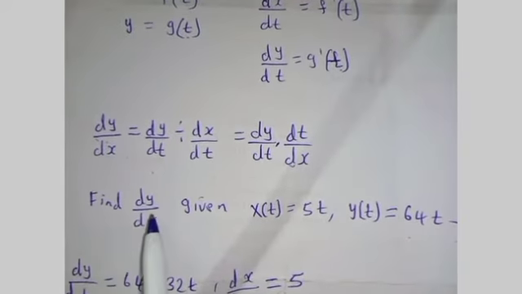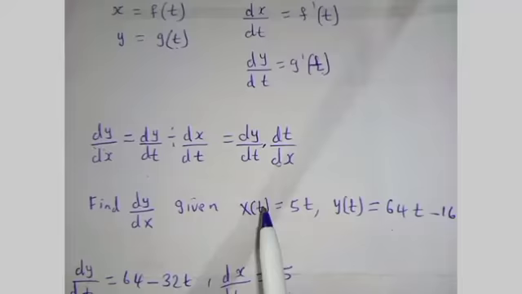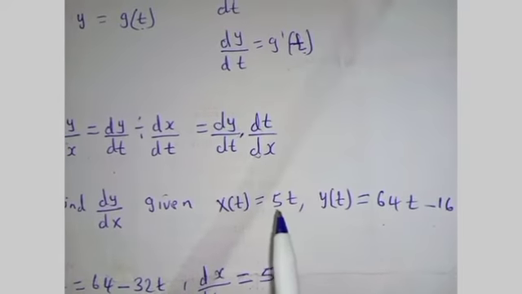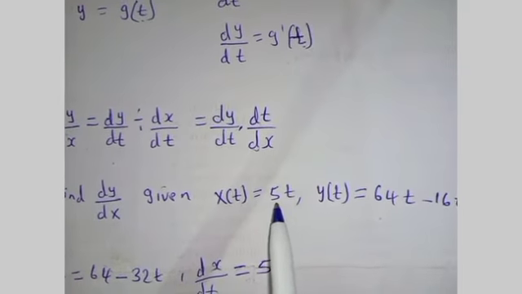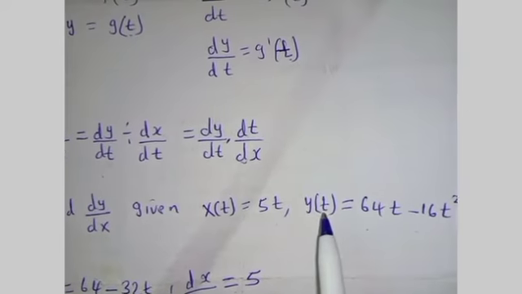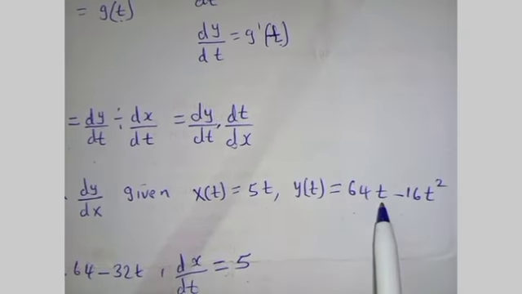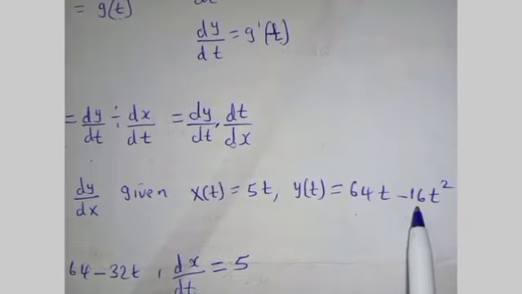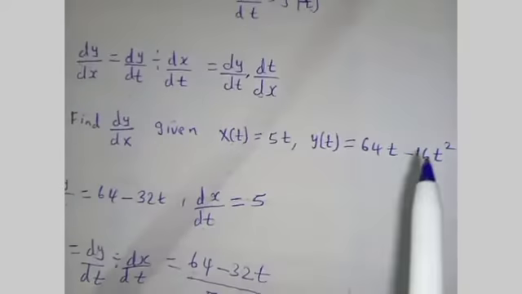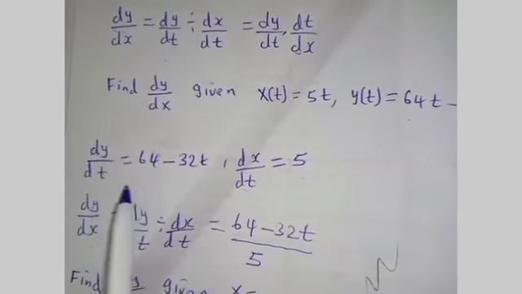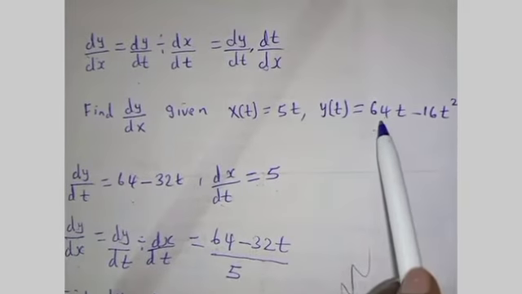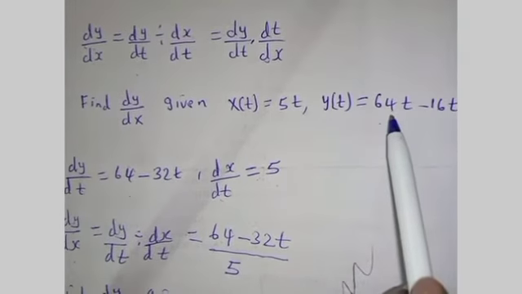For example, find dy over dx given that x of t is equal to 5t, and y of t is equal to 64t minus 16t squared. So first of all, we are going to get dy over dt here. When you differentiate this with respect to t, we will get 64.